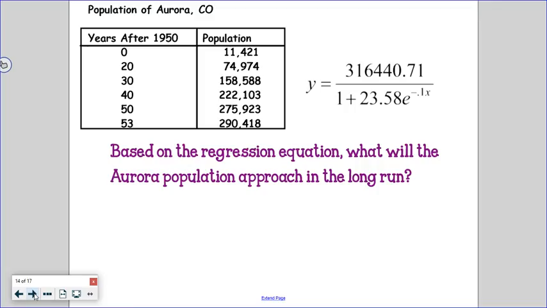All right, moving on. Based on the regression equation, what will the Aurora population approach in the long run? 31,000. Numerator, right? The numerator. That's another way of asking you what is the maximum. And I told you they were going to try to trick us because there's no work to be done on that problem. So they're going to ask it to us in a whole bunch of different ways. One of those ways, what does it approach in the long run? What is the maximum? So this one would be our numerator.